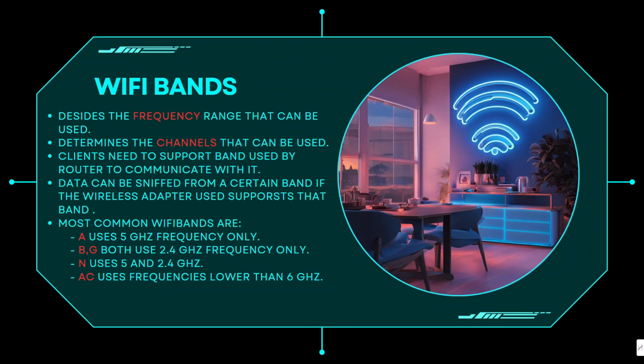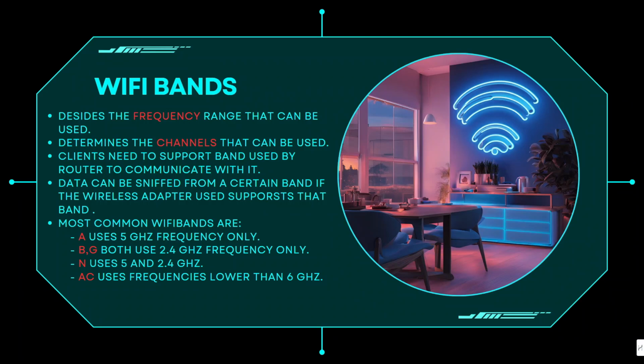Well, it is the frequency at which your Wi-Fi signal is broadcast. Devices like your laptop or phone need to support that frequency to connect. The two most common frequencies are 2.4 GHz and 5 GHz. Each has its own strengths and weaknesses.